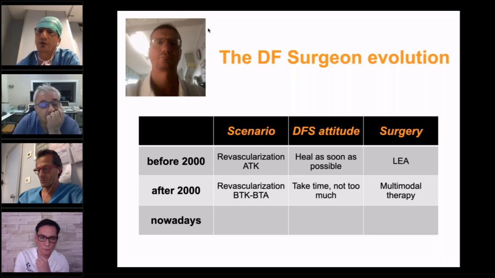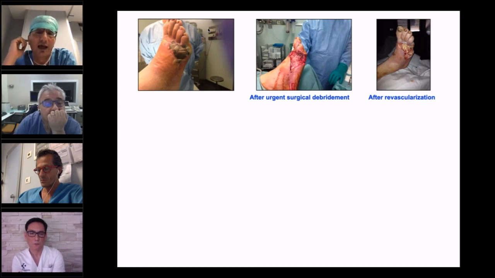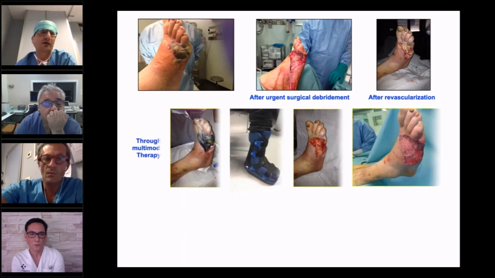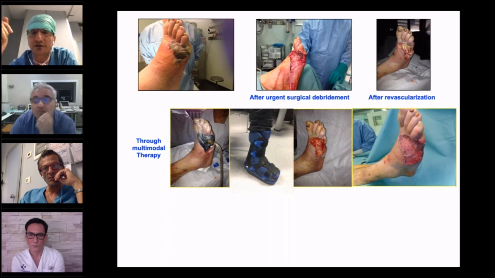And so we used to perform the so-called multimodal therapy. In a situation like this, we have a gas gangrene of the foot. After the surgical debridement and after the revascularization, we perform a multimodal therapy made by negative pressure wound therapy with or without instillation of antiseptic. We use the modern techniques of offloading using these devices. We use modern reconstructive techniques such as the graft of dermal substitutes and the autologous skin graft until we reach the healing time.